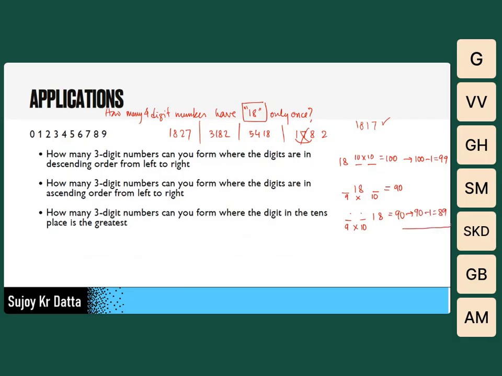So you just need to add them up. So that's 90, and 90 is 180, plus 100 is 280. 280 minus 2, so 278 cases. 278 such numbers have 18 present exactly once. Is that okay? I hope this is fine.